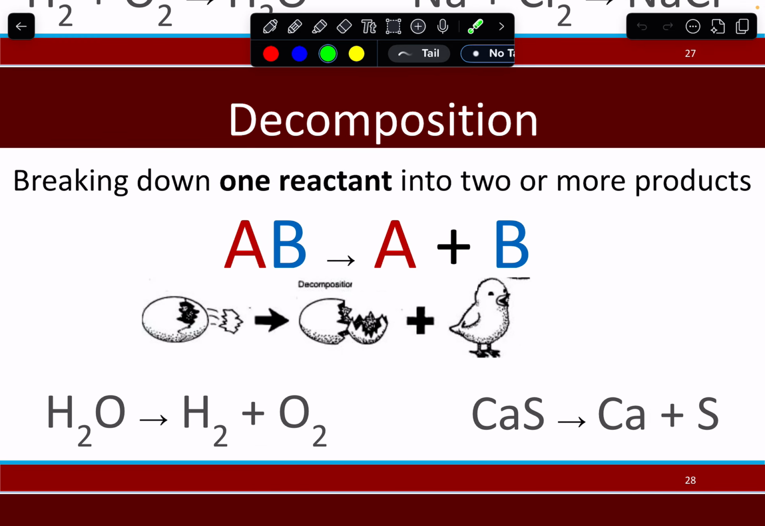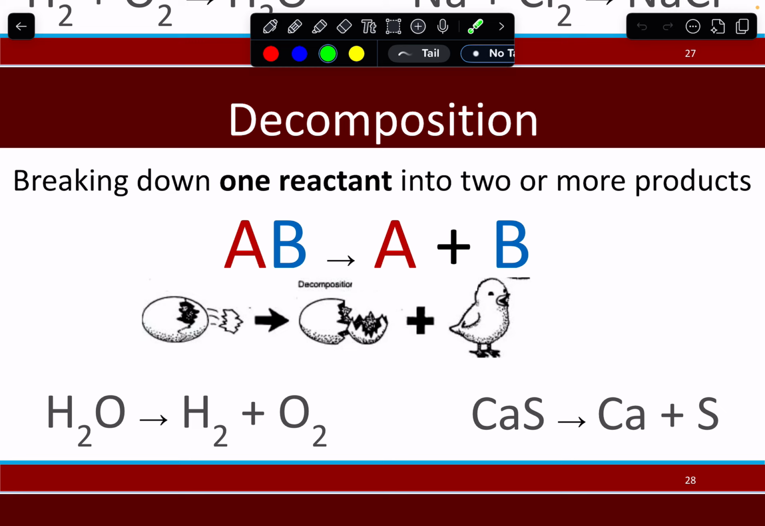Decomposition is the opposite of a synthesis reaction, where in this case you're going to break down one reactant into two or more products. So one becomes two. If you have a compound AB, A and B are going to break bonds and separate and be two separate things at the end. The cartoon analogy is if you have an egg and that egg hatches. Before you have an egg, and afterwards you have an eggshell and a baby chick. That would be an example of a decomposition.